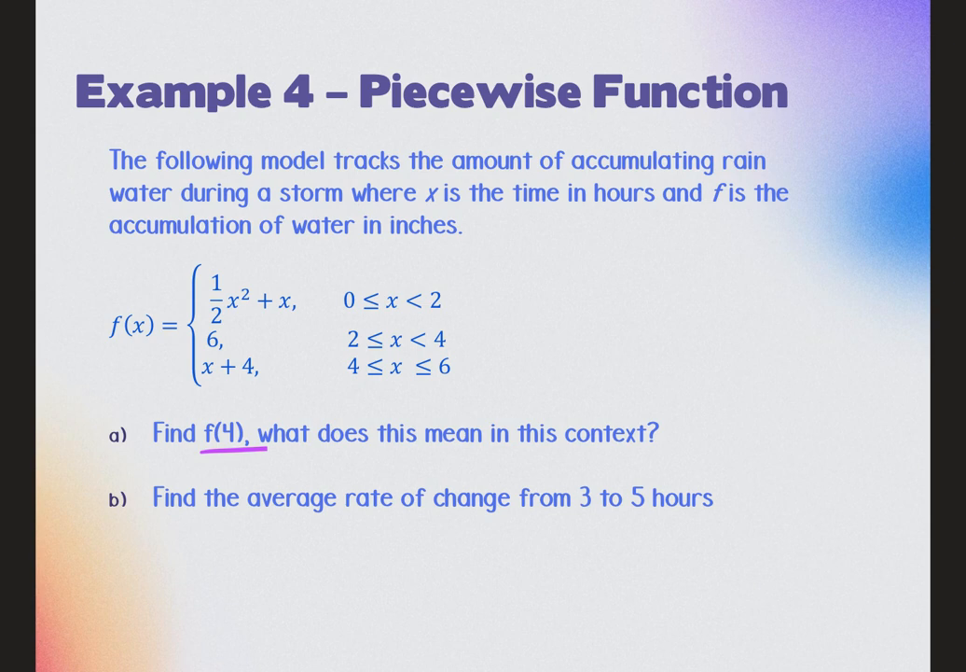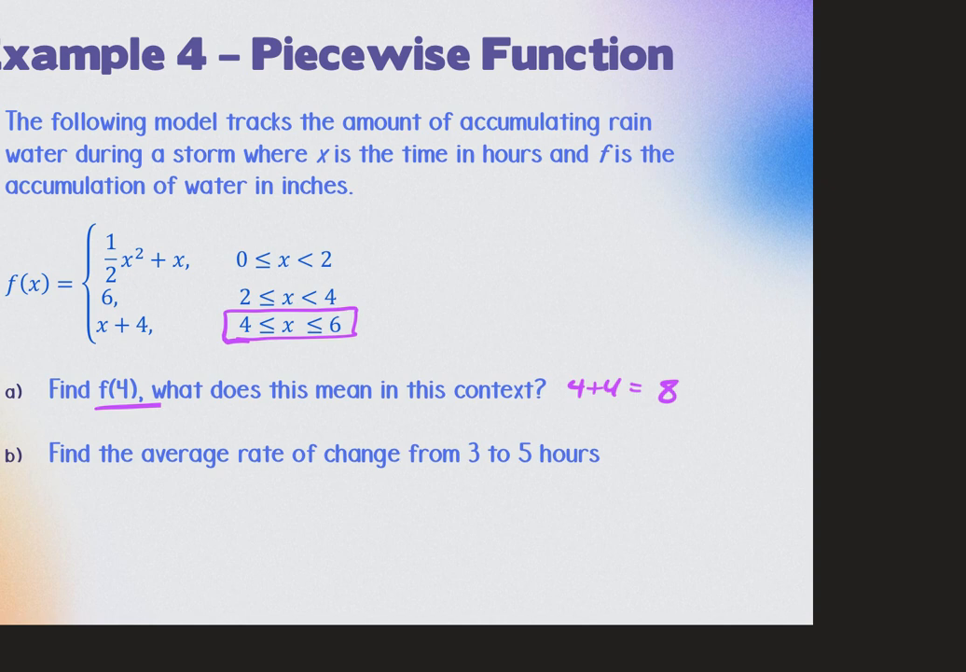Good. Figure out which one it goes into. 4 would be greater than or equal to 4, less than or equal to 6. So I pick the bottom one and plug it in. That would be 4 plus 4, which is 8. What does that mean in this context? Good. After 4 hours, 8 inches of rain has accumulated.